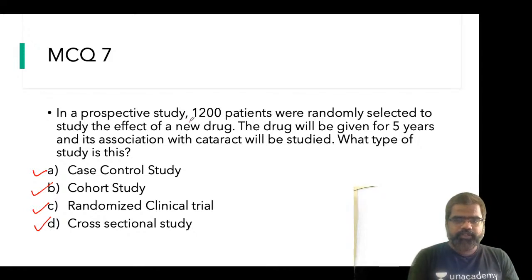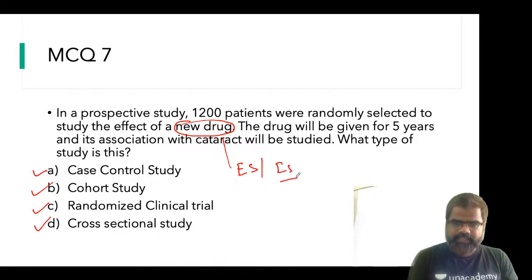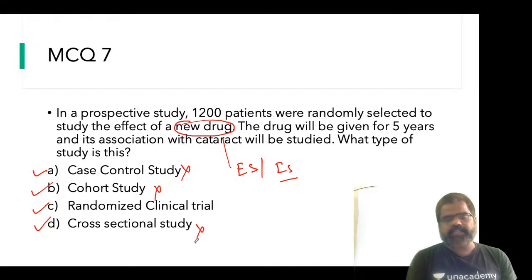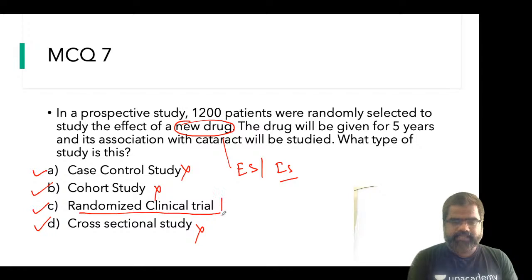So you are using a new drug. The moment you are using a new drug, it is an experimental study, or you can say an interventional study. Case control study, students, is an observational study. Cohort study is an observational study. Cross-sectional study is an observational study. The randomized clinical trial is an experimental study. So the best answer here is C.